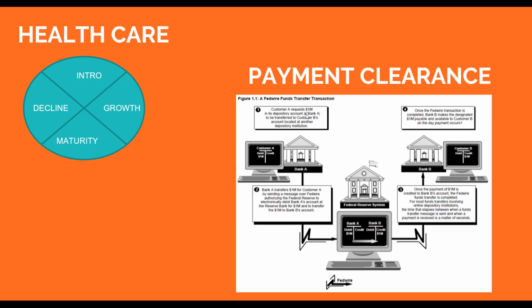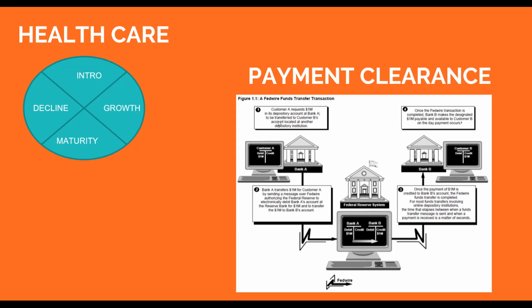Customer A requests that $1 million in its depositor account at Bank A be transferred to customer B's account located at another depository institution. It means that if you are customer A, you must have an account with some bank. And when you need to transfer money to customer B, your friend, he must also have an account with some bank. So are we good till here? It is very easy, quite simple, right? Yes. Then the next step comes into the picture.